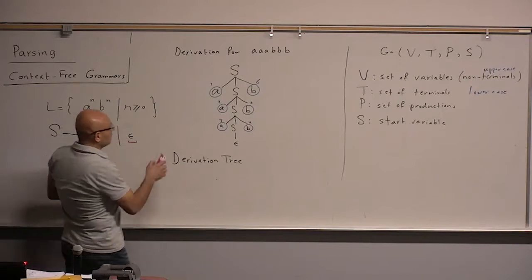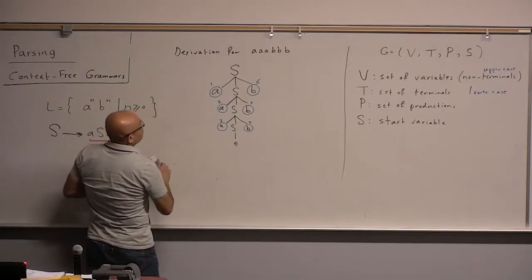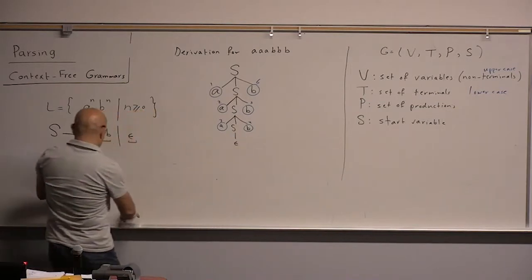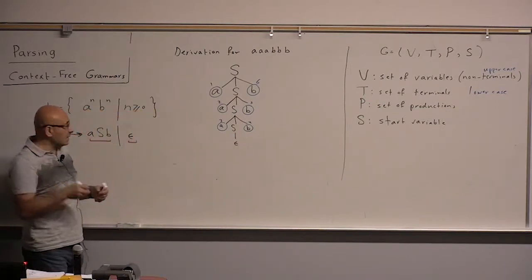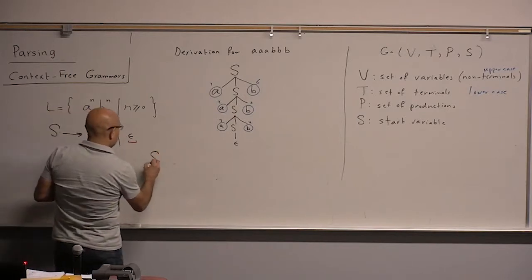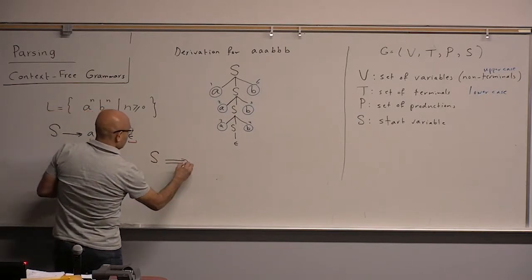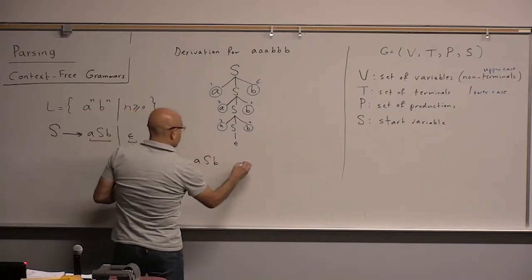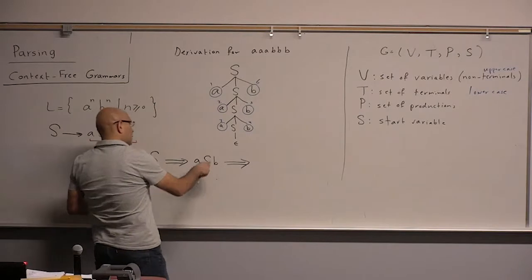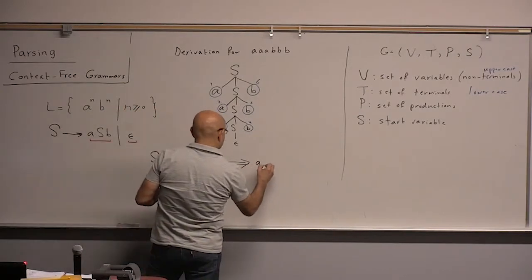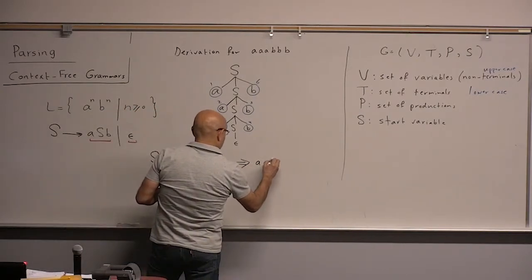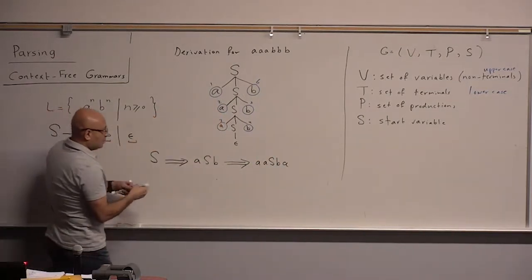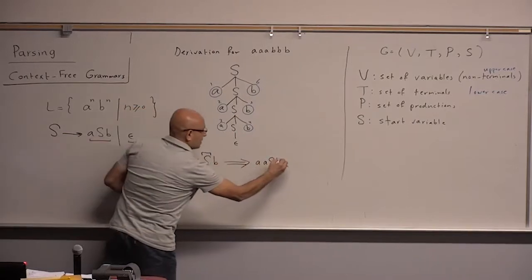Okay, so this is an example. By the way, you can also do the derivation in a textual format. You can do the derivation like this: S, then you substitute for S, ASB, then you substitute for this S another ASB, so this also derives ASBB.